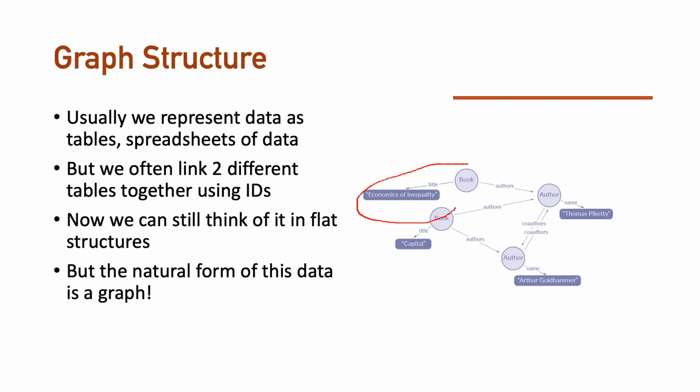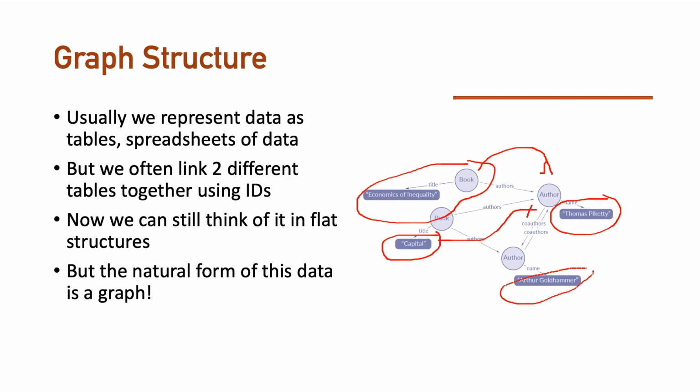So if I just show you here, pointer options, pen. We have a book called The Economics of Inequality. We know that it has an author, which is Thomas here. And actually, we know that the same author also authored Capital. But his co-author, Arthur here, didn't author The Economics of Inequality. There's no relationship between those two, but there is a relationship here.